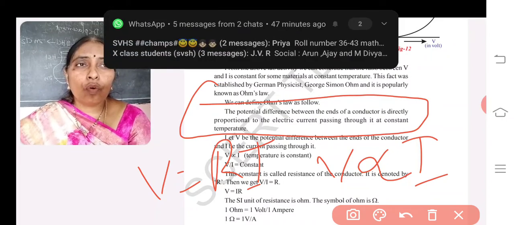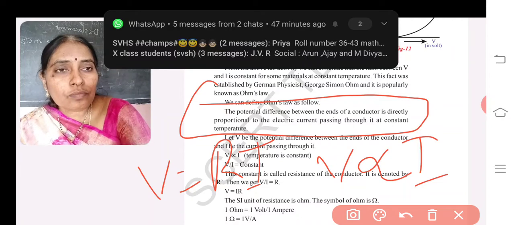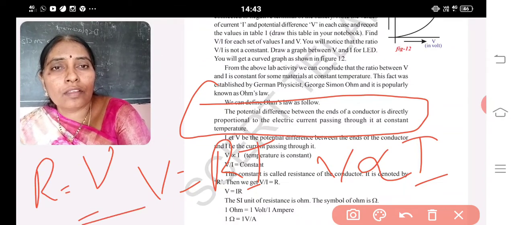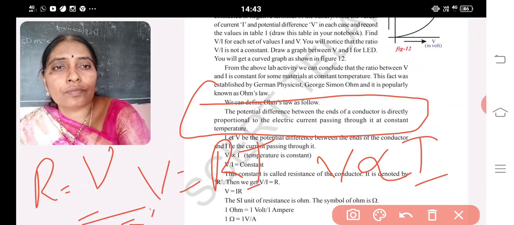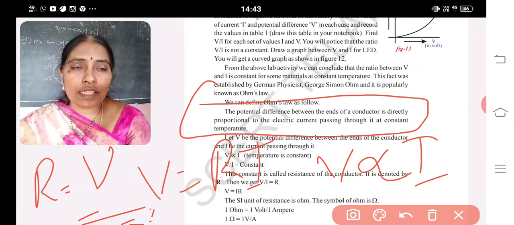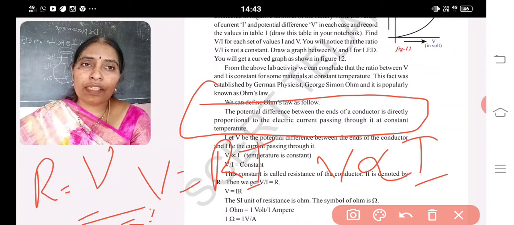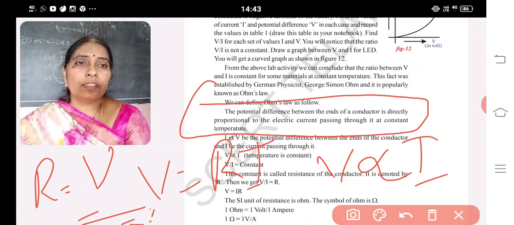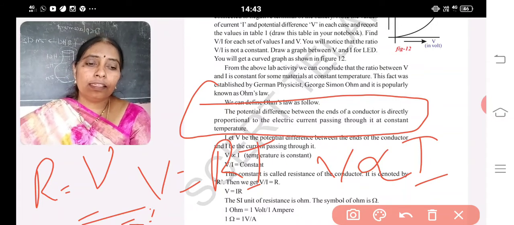Can you define the ohm here? Can you define the R? R is nothing but V by I. What is V? Potential difference. What is I? Current. So potential difference is measured in volts and current is measured in amperes. Volt by ampere is the unit of resistance. What is resistance? That which opposes the flow of electricity is said to be resistance.